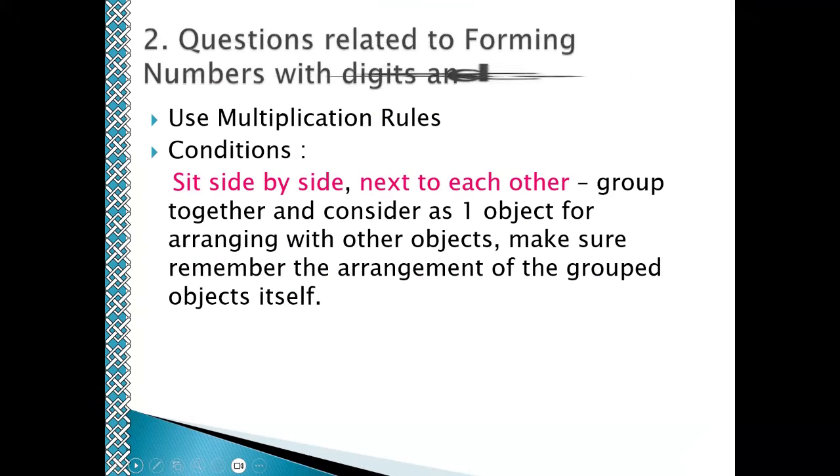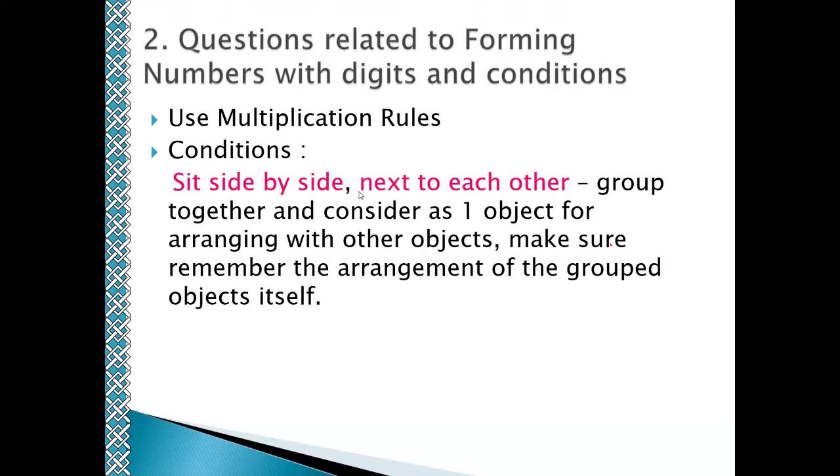So use multiplication rules. Conditions: sit side by side, next to each other. Group together and consider them as one object for arranging with other objects. Make sure to remember the arrangement of the grouped objects. You will not follow a single word if I read a paragraph like this. So break down this statement into phrases which you can understand. Splitting a big problem into small problems, that is how you approach solving a problem. So a bigger problem should always be broken into smaller parts.